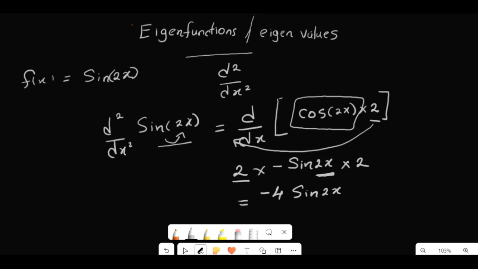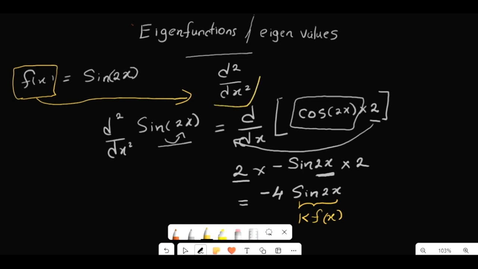Now look at this, guys. Here we have sine 2x, which is our function. We got our same function here and a constant. So we say this f(x) is an eigenfunction of the operator here. We are talking about eigenfunctions with the operators. This function is an eigenfunction of this operator.